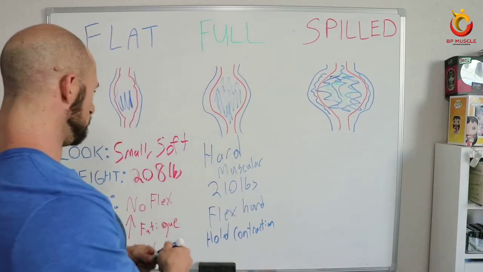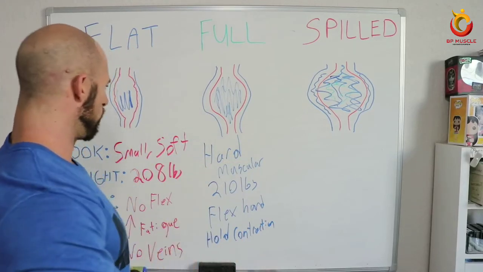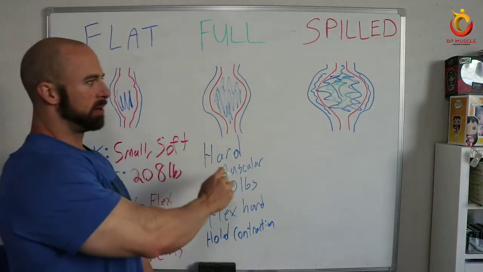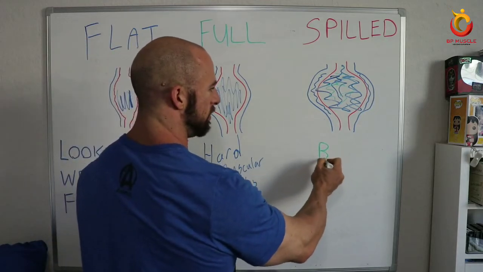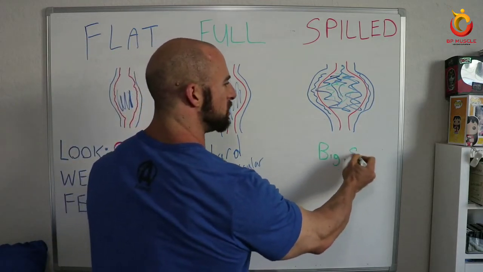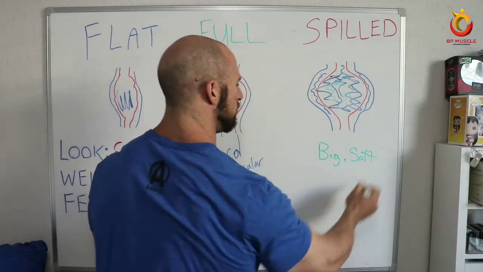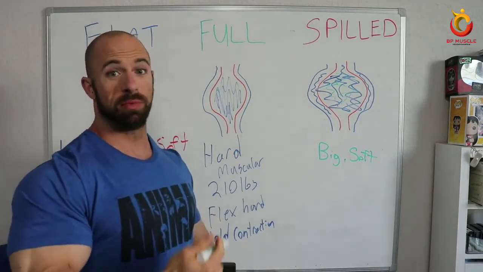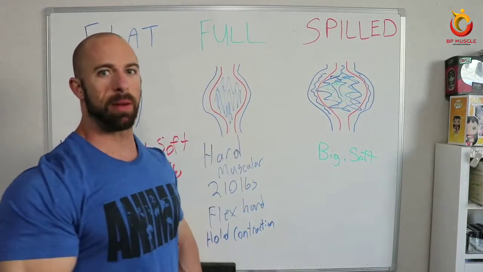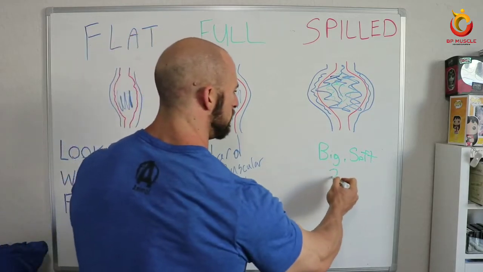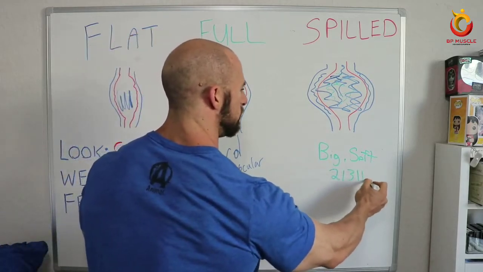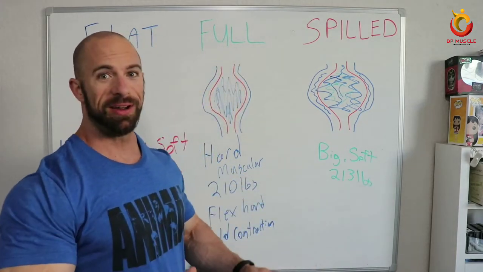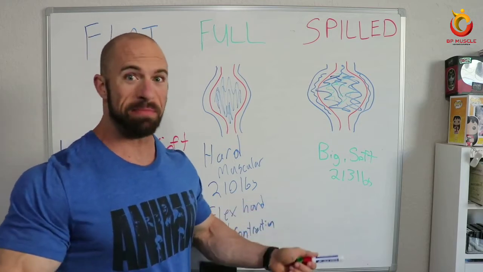So how does this look? Let me use my green. So the look here is small and soft. Here's hard and muscular. This is going to look big, but it might look a little soft. Now, what might happen to body weight? Well, you're probably supercompensating glycogen, so body weight went up even higher. So this might be 213 pounds. Or hell, if you ate a bunch of pizza after the show and had a bunch of water, maybe you gained 15 pounds after the show.